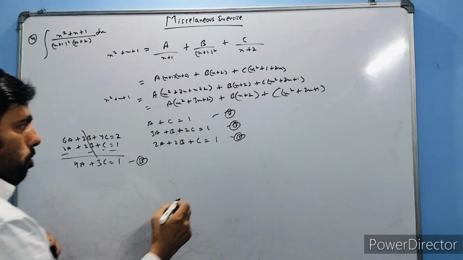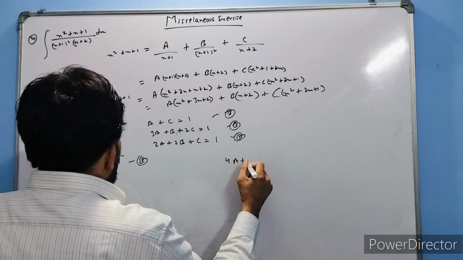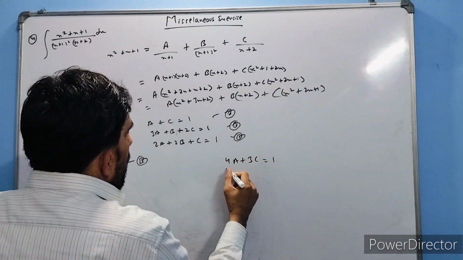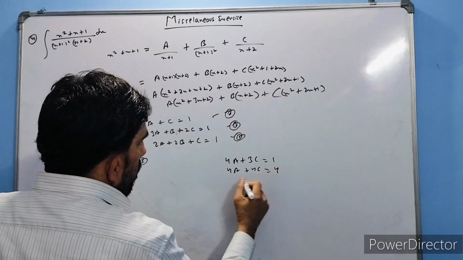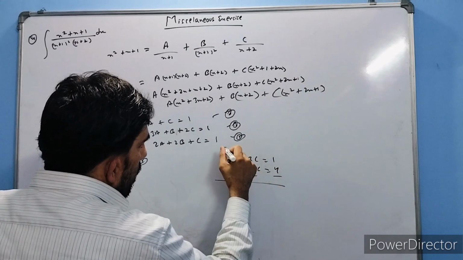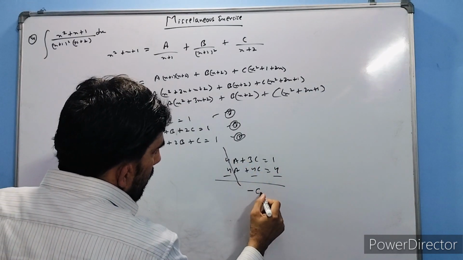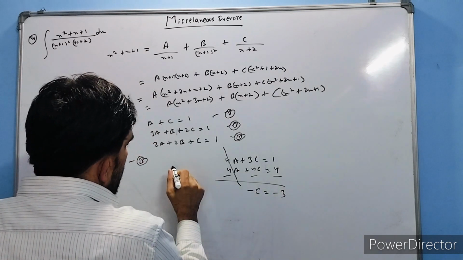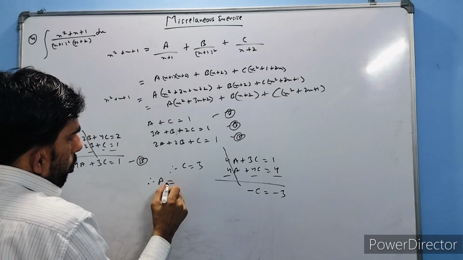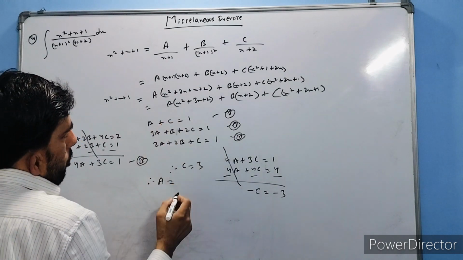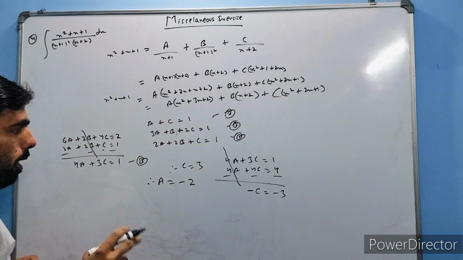So now let us try to solve this. 4a plus 3c is equal to 1 and 4a plus 4c is equal to 4. So we can easily find that minus c is equal to minus 3. Therefore c is equal to 3. So therefore a is equal to what? 1 minus 3, minus 2. So I got a and c.